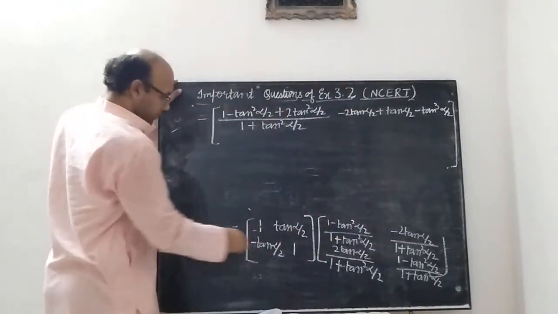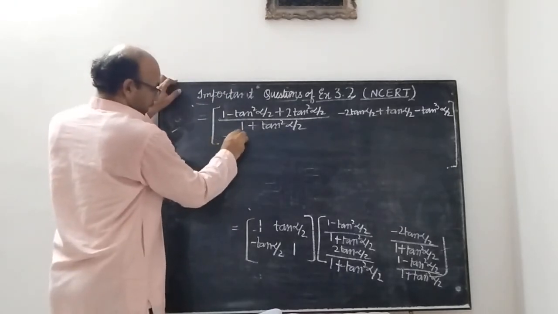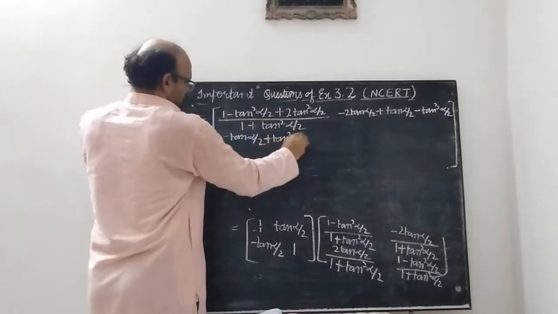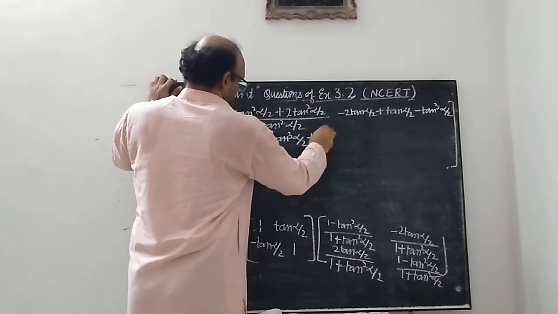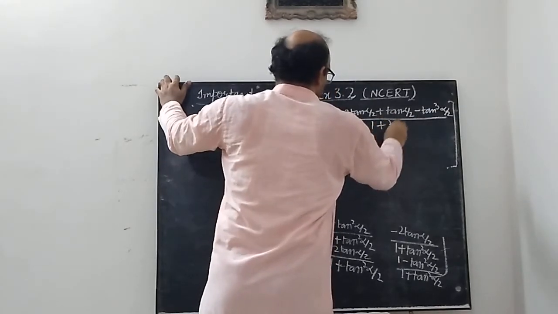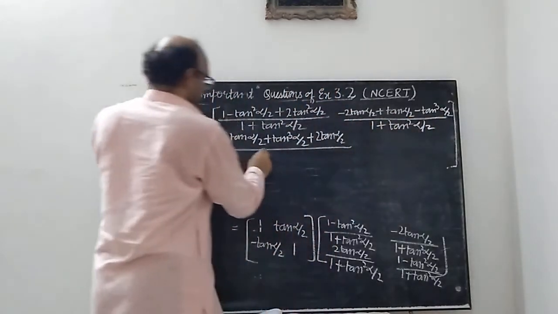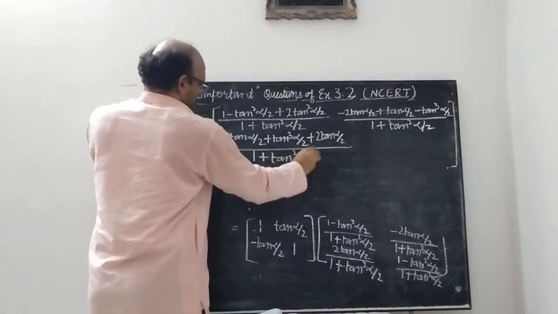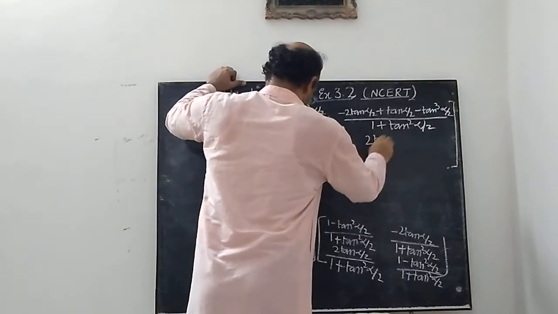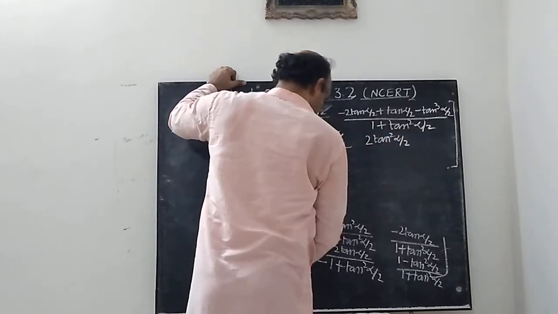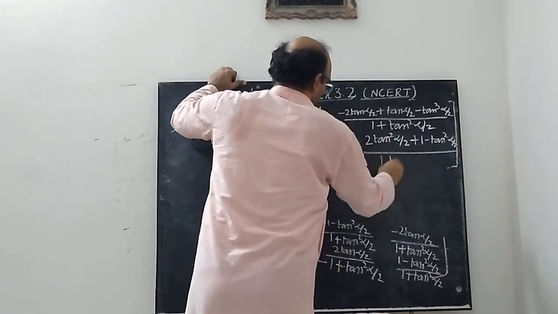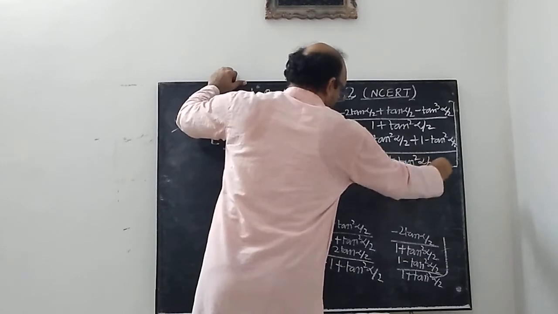So what we get next is this multiplied by this. We get minus tan alpha by 2 plus tan cube alpha by 2 plus 2 tan alpha by 2 whole divided by 1 plus tan square alpha by 2 into 1 plus tan square alpha by 2, and this is now this into this is 2 tan square alpha by 2, and this is plus 1 minus tan square alpha by 2 upon 1 plus tan square alpha by 2.